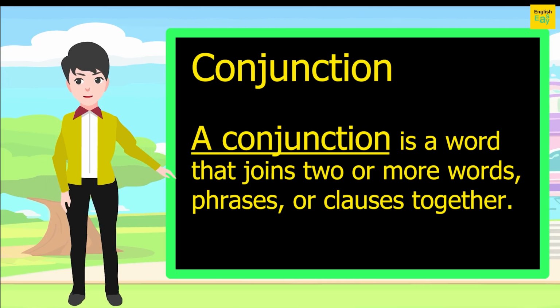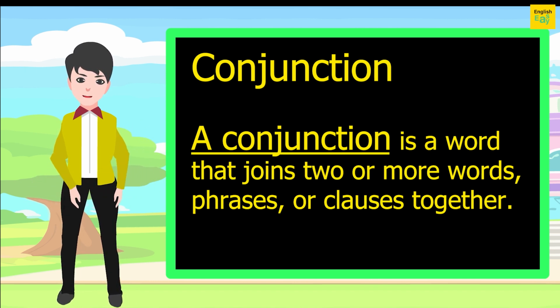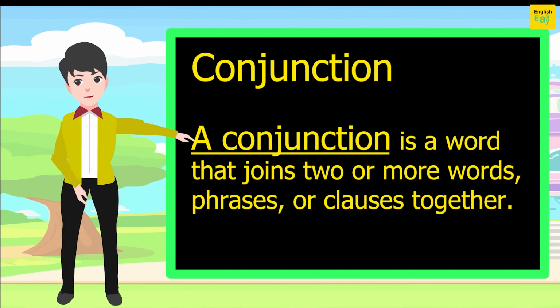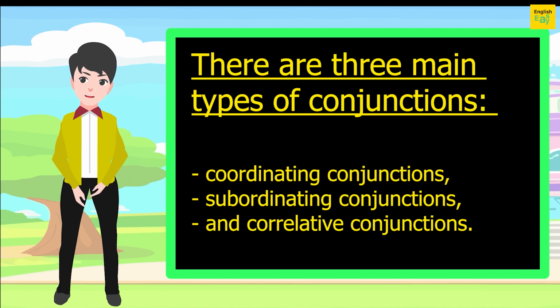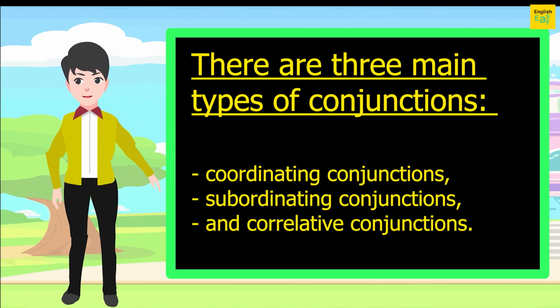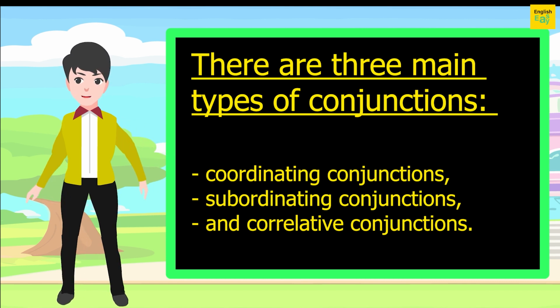Conjunction. A conjunction is a word that joins two or more words, phrases, or clauses together. There are three main types of conjunctions: coordinating conjunctions, subordinating conjunctions, and correlative conjunctions.